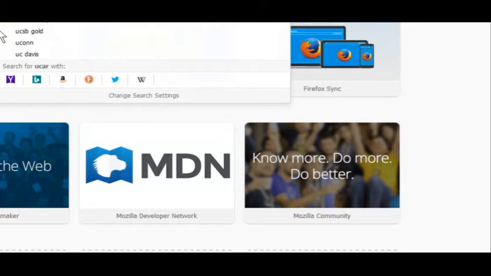We'll go to UCAR weather. See what comes up for UCAR. UCAR wiki. UCAR jobs. Yeah, a job at UCAR, that would be pretty cool. Okay, UCAR weather.